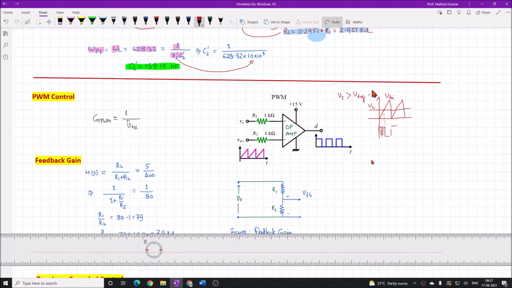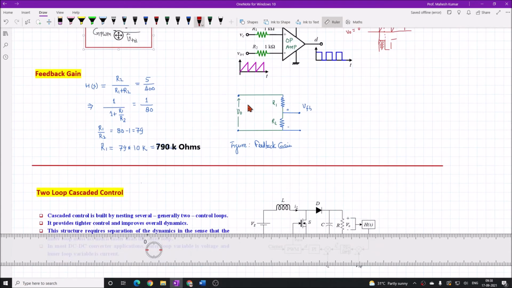So the output of this block is, you can say, V0 is equal to 1. And when VC is less than V triangular, then the output is 0 pulse. That's how we get the pulses of certain duty cycle. So this is the PWM block, and we have found the transfer function for this block is 1 by V triangular peak. I hope you can recall it. We have proved that the transfer function for this is 1 by V triangular peak.